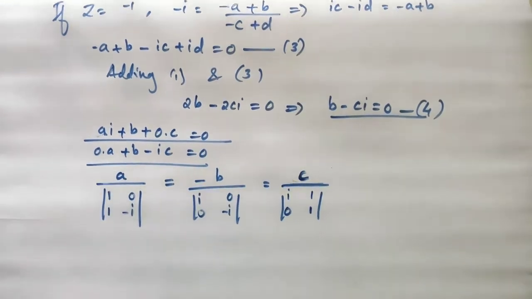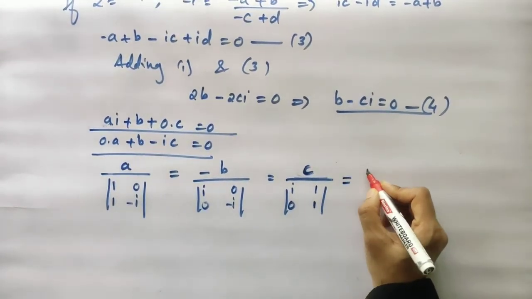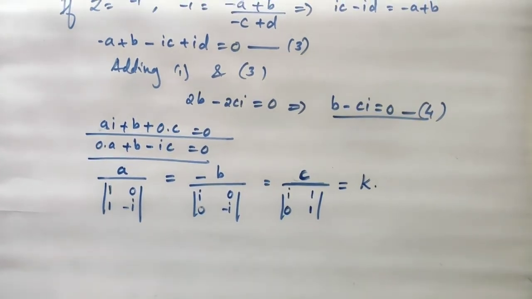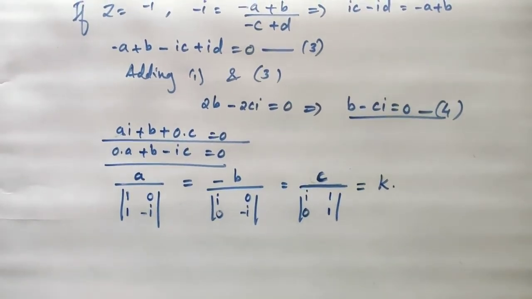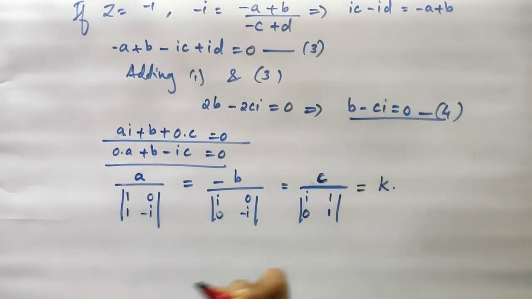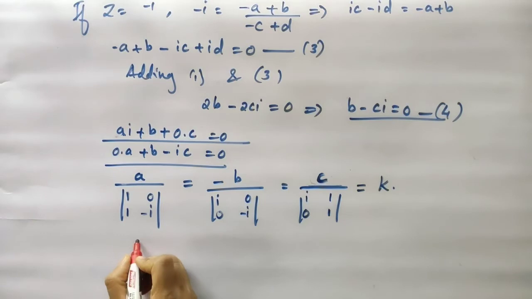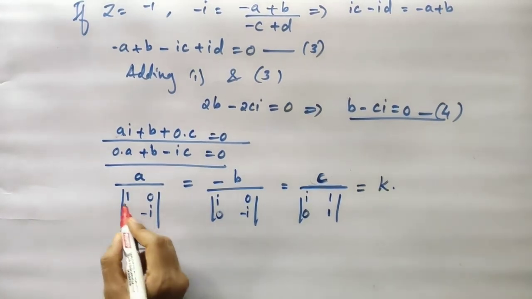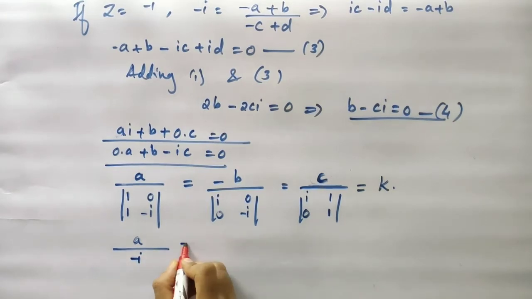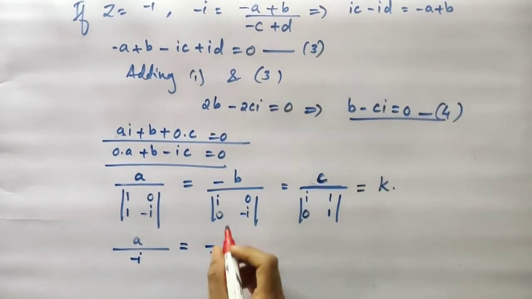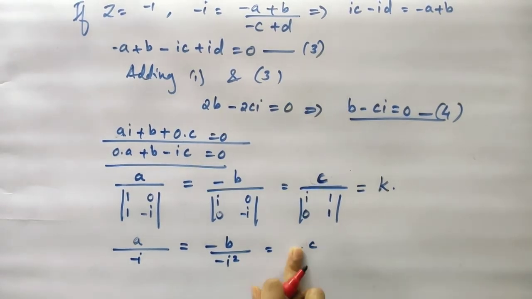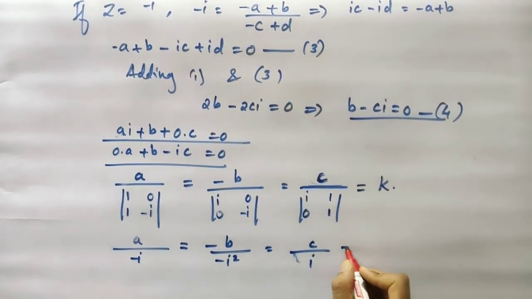Now we equate all of this to some constant, say K. So this will not give you the accurate values, but it will give you the proportional values for A, B, C, through which you can solve easily. Now A divided by, if you solve the determinant, it will be minus i minus 0, so minus i as the denominator for A, minus B divided by minus i square, minus C divided by i is equal to K.